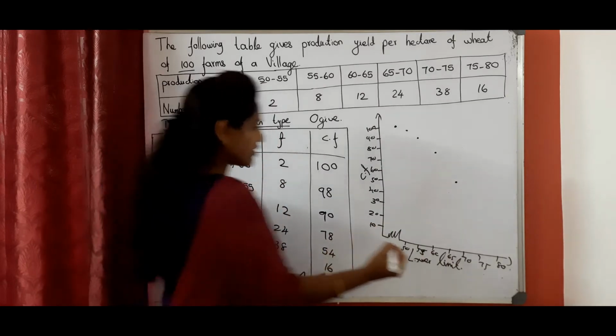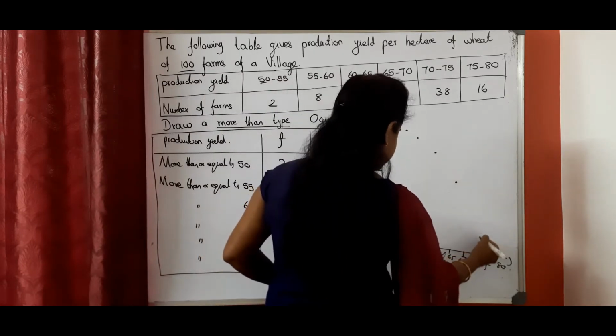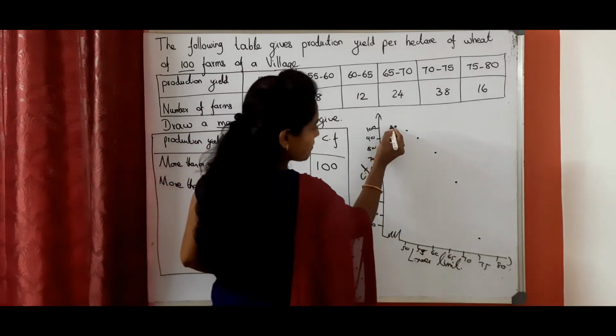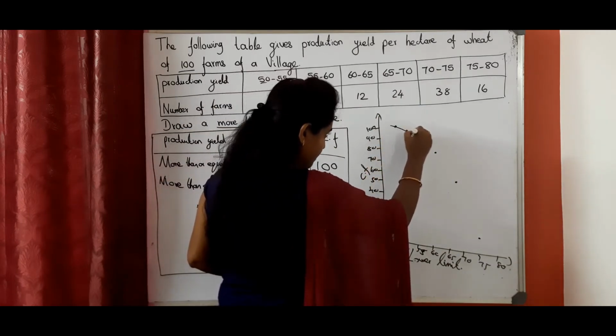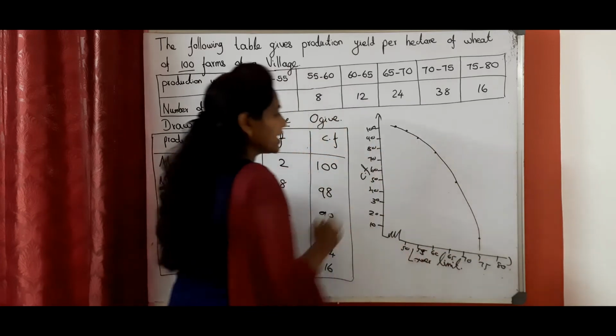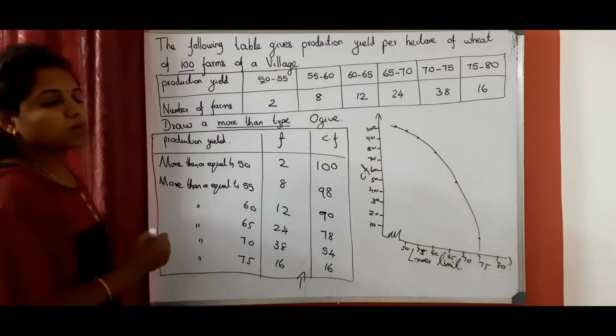Then 75, 16 will come here. Now we just join all the points. So this is our more than ogive.